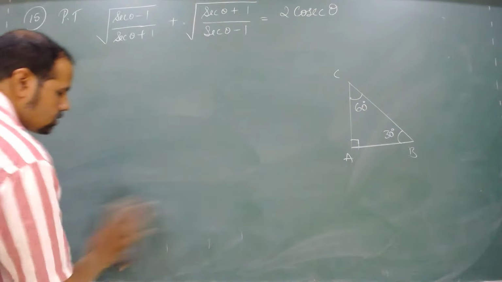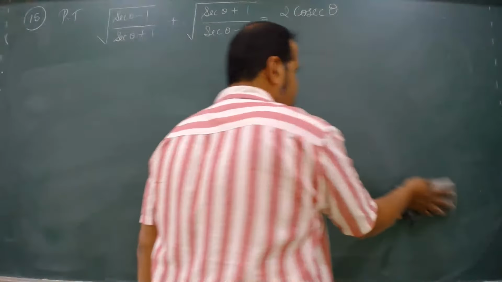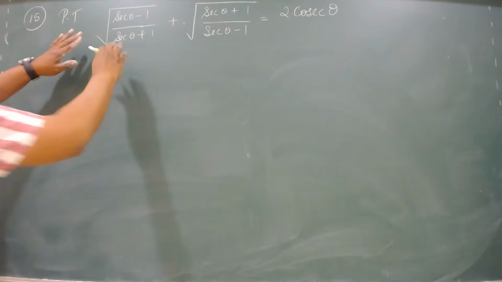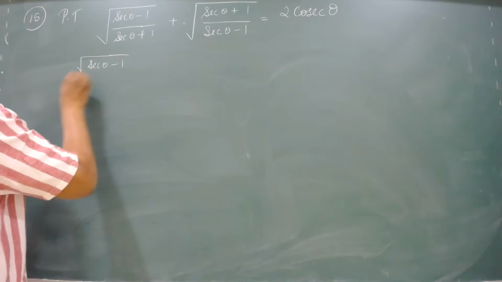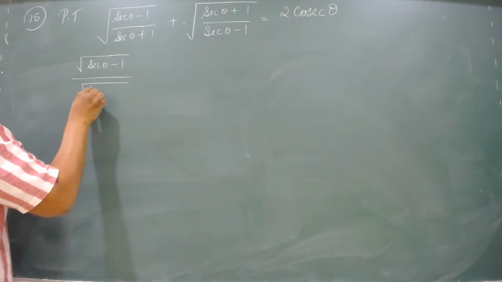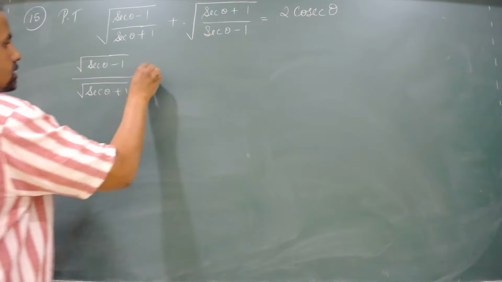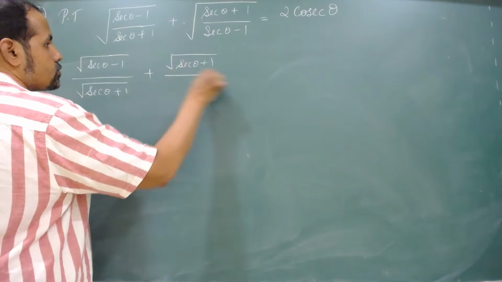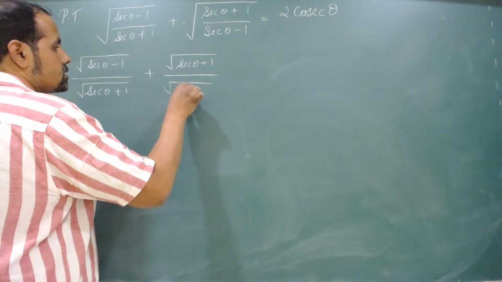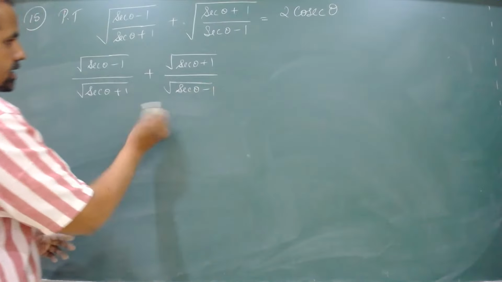Is equal to 2 cosec theta. Individually, let me square them up. Individually, let me write it. Sec theta minus 1 divided by root of sec theta plus 1, plus root of sec theta plus 1 divided by sec theta minus 1. Let me take the LCM here.